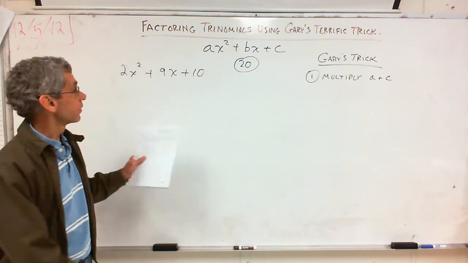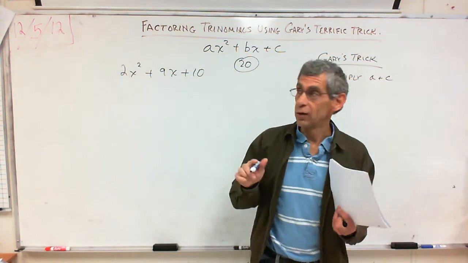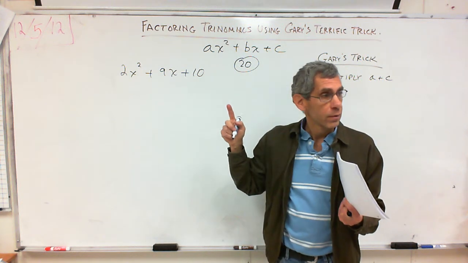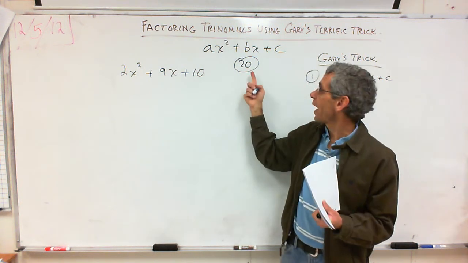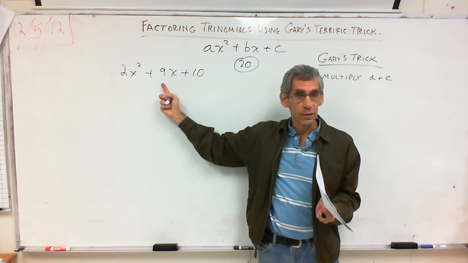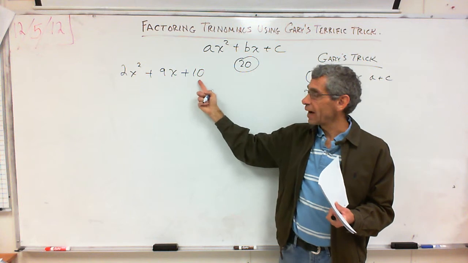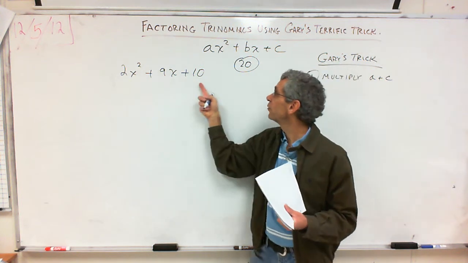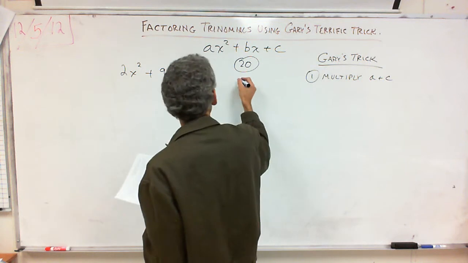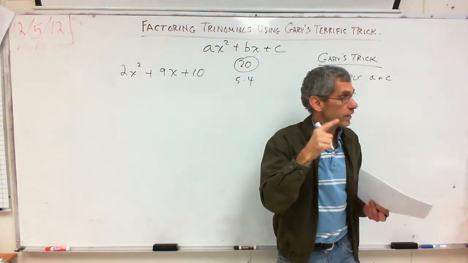Now I ask myself, kind of like before when we first learned to factor trinomials when it was 1x squared, what are factors of 20 that add up to 9? So I'm not doing factors of 10, I'm doing factors of 20 that add up to 9. So what? 5 and 4, right?